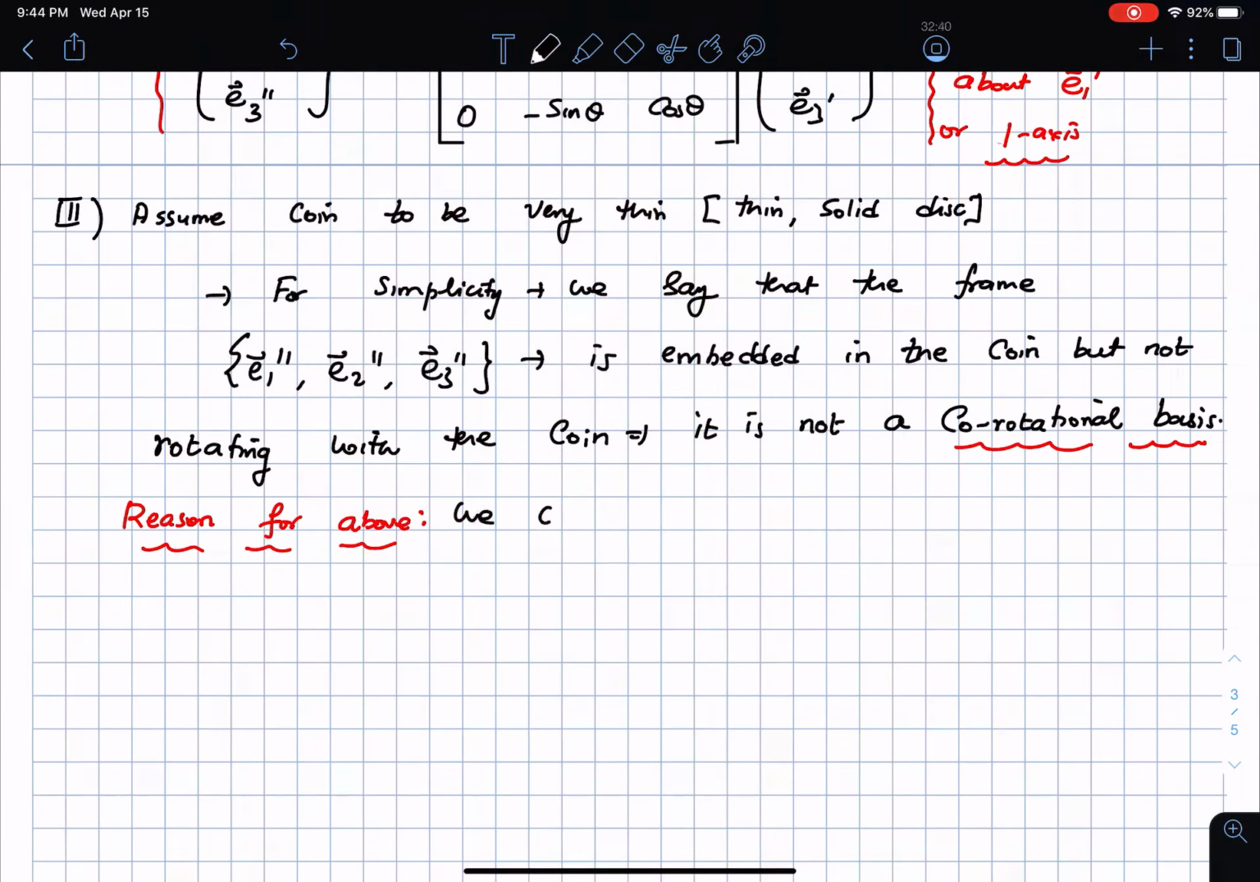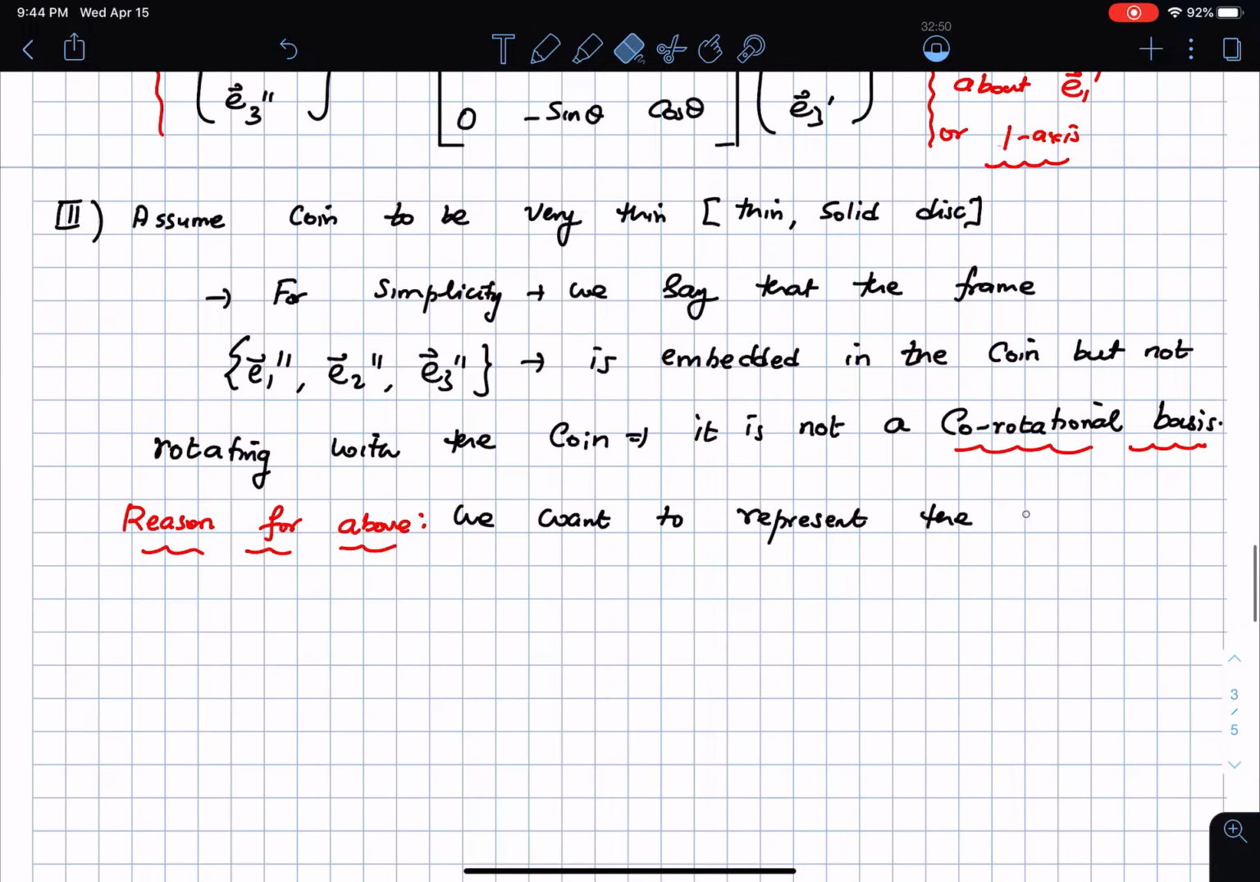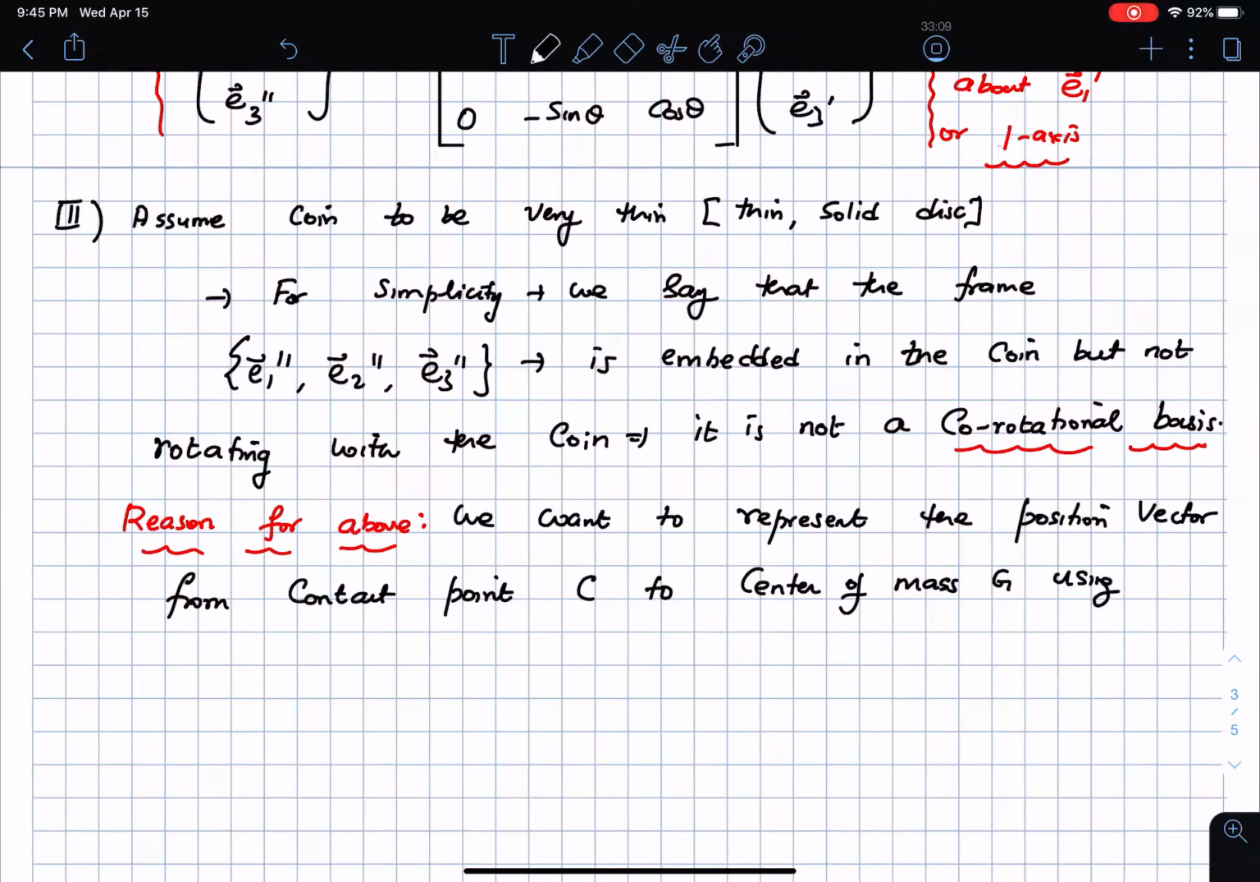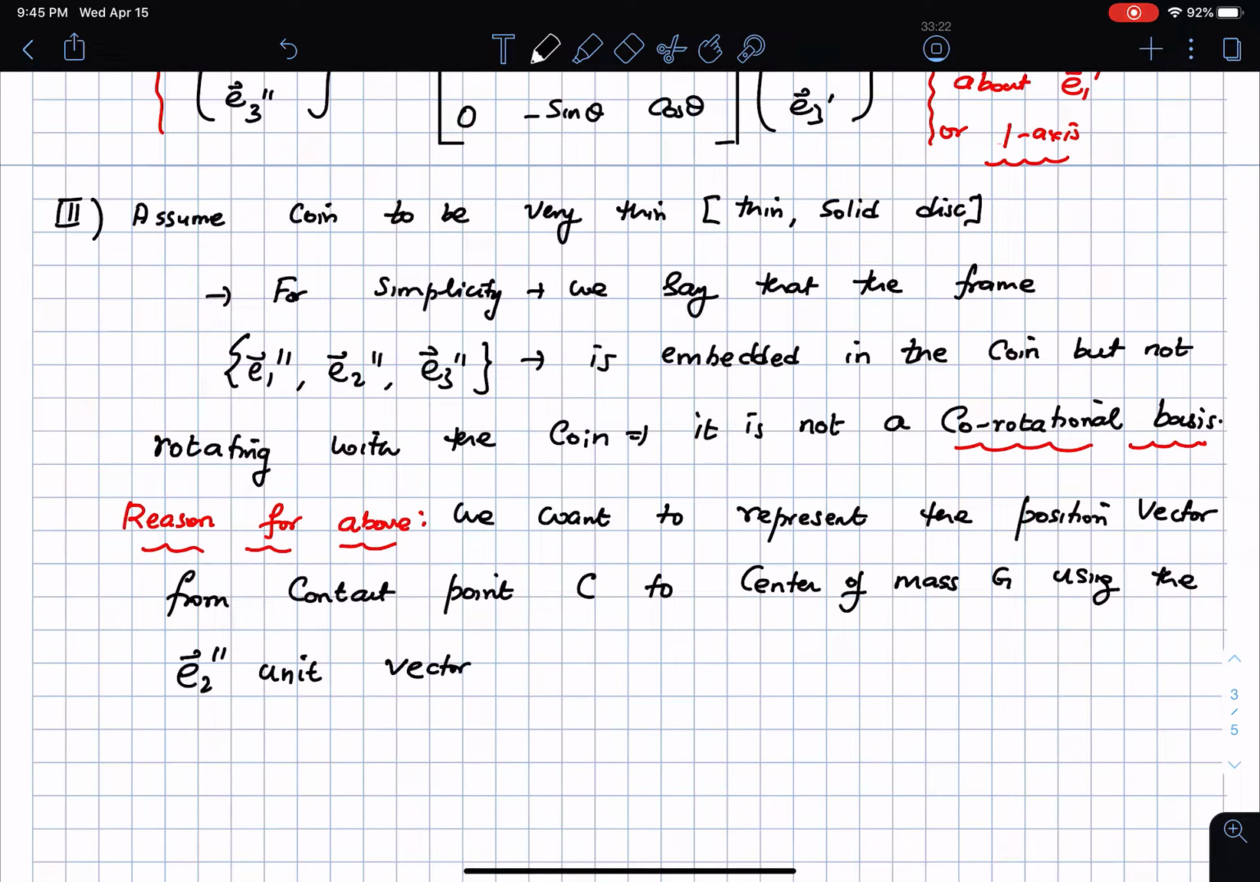The reason for this is we want to represent the position vector from contact point C to center of mass using the E2 double prime unit vector easily. Okay, and you'll see the reasoning for that.